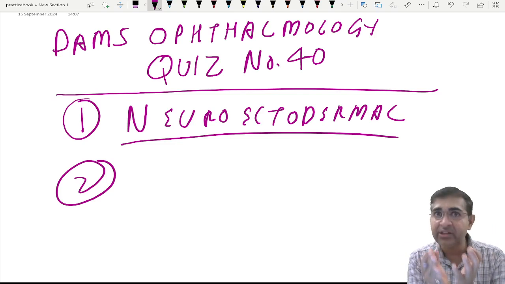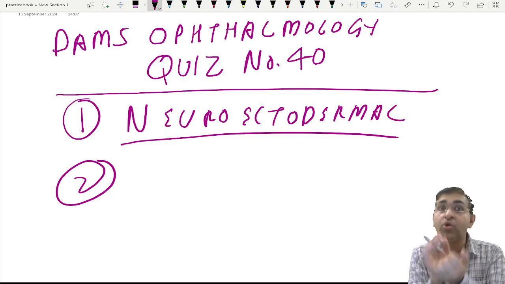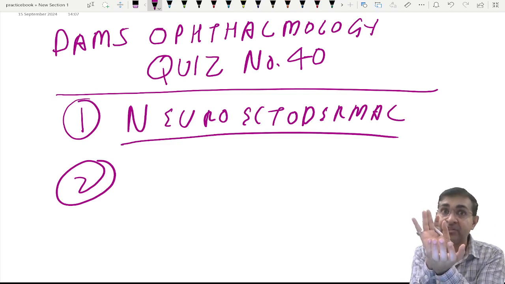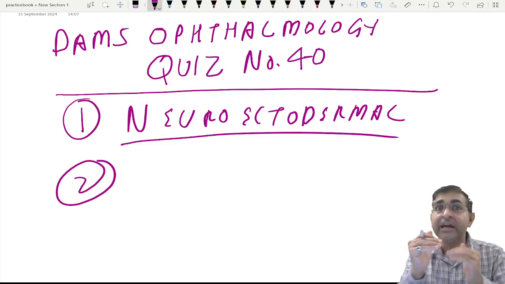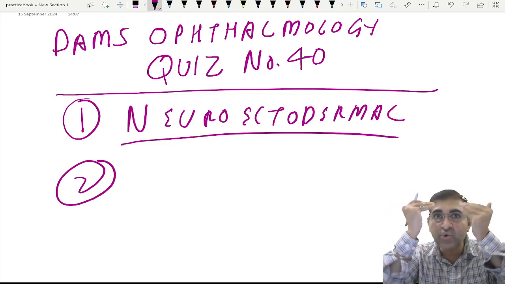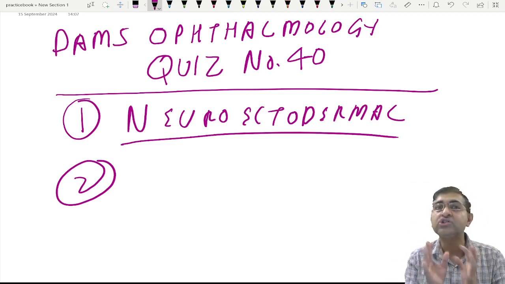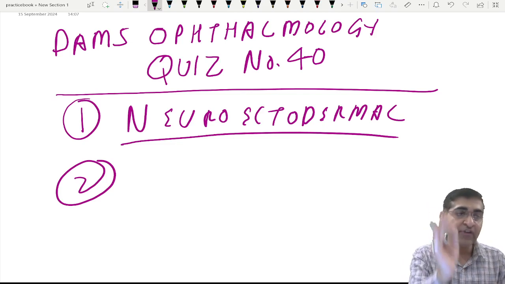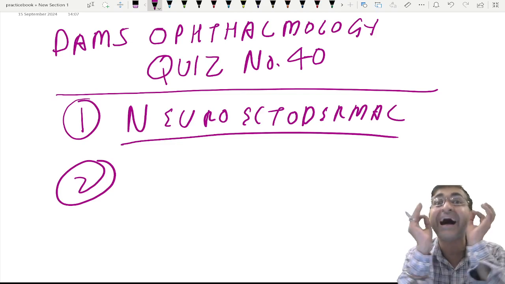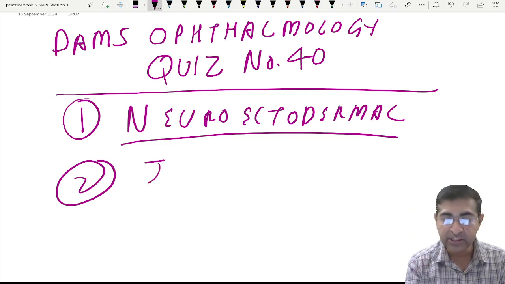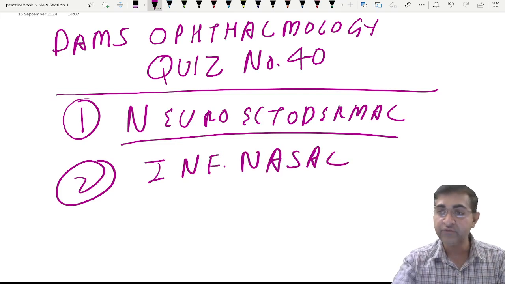You may think that the closure happens horizontally, or some of you may think the closure happens vertically. It neither happens horizontally nor vertically. It goes from the superotemporal to the inferonasal side. So which is the last point to get closed? It is inferonasal. So if I talk about the most common site of iris coloboma out of the given options, boys and girls, it will be inferonasal.